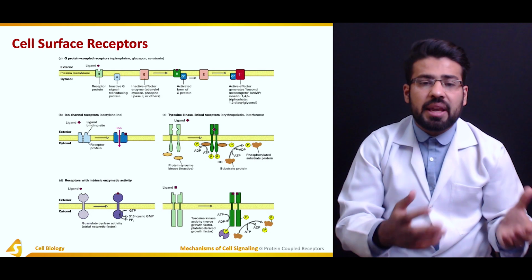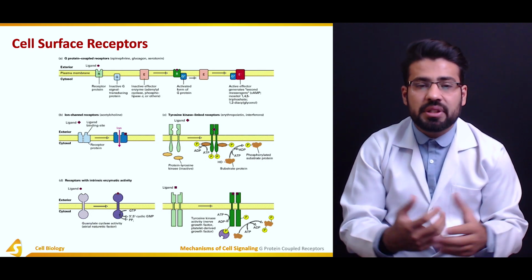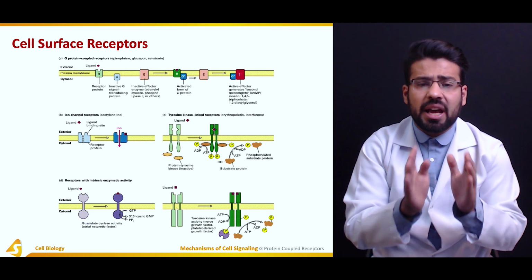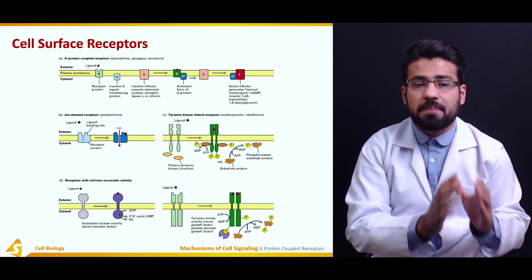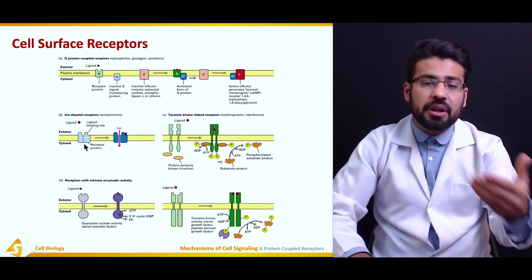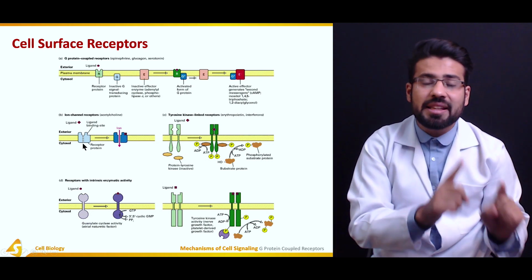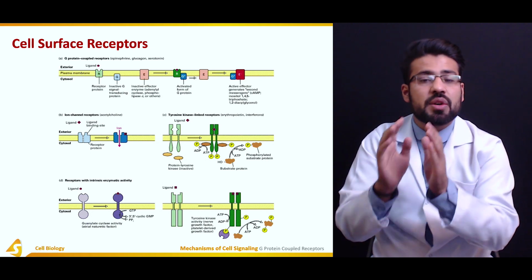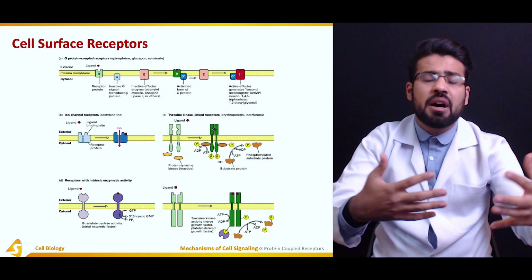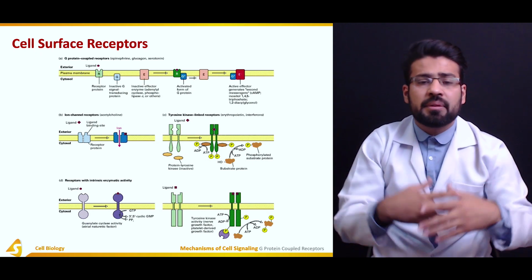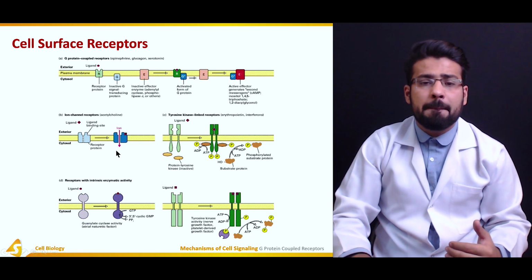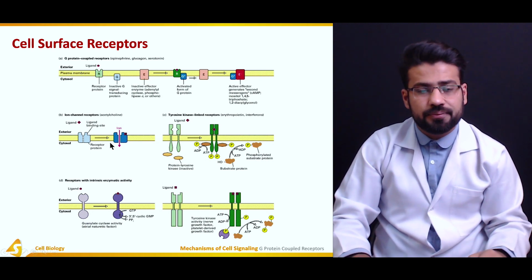At the second step, we have ion channel receptors. We have to discuss the case of acetylcholine. In this case, the ligand binds, as shown here, with the ligand binding site of a particular receptor. This results in the opening of the ion channels, so that, for example, potassium ions can diffuse into the cell through these ion channels.